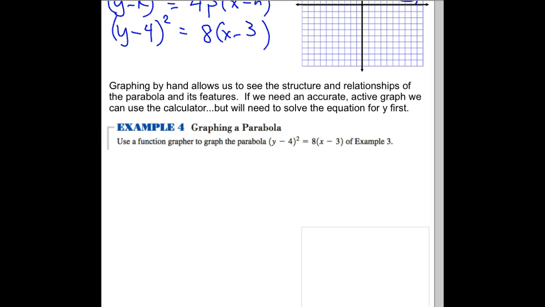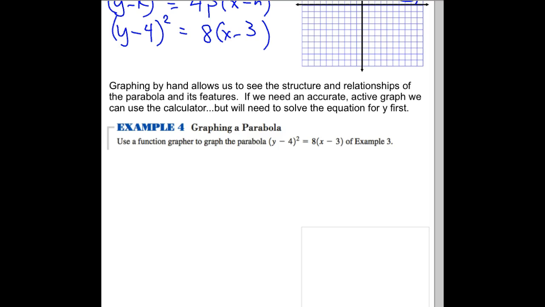All right. Graphing by hand allows us to see the structure and relationships of the parabola and its features. If we need an accurate active graph, we can use the calculator. But we will need to solve the equation for y first. Now, one word of caution, do not rely on your calculator to graph these conics. Okay, you will be expected to know how to do them all by hand. The calculator is just going to be a backup to verify if you've done things correctly, or if you need, like it says, an active graph, you need to be doing something with that graph, some kind of application.